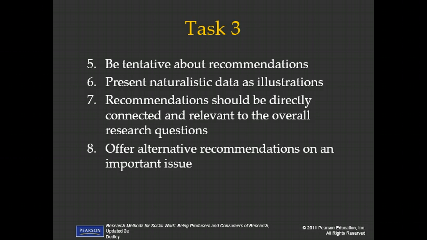You want to make recommendations that are directly connected and relevant to the overall research question. So make sure that you relate those back in that final discussion. And then if there's another way to view the data that you can see, maybe you have a primary interpretation, but you can also offer a secondary interpretation, another way that data might be understood.